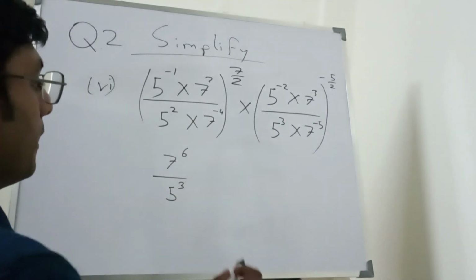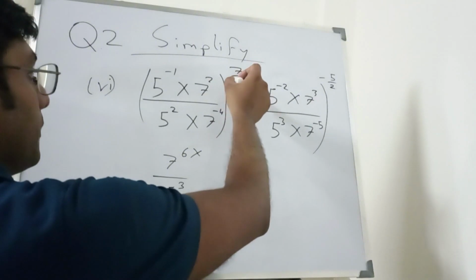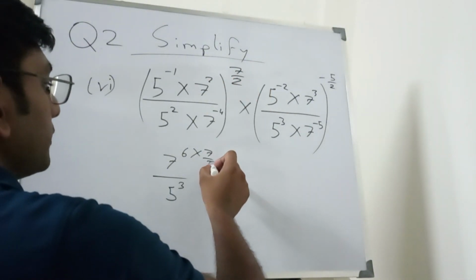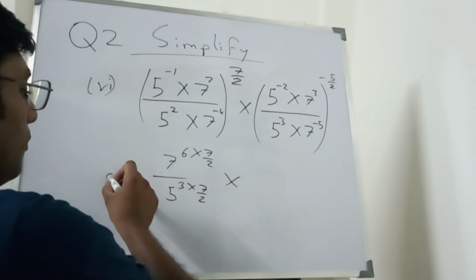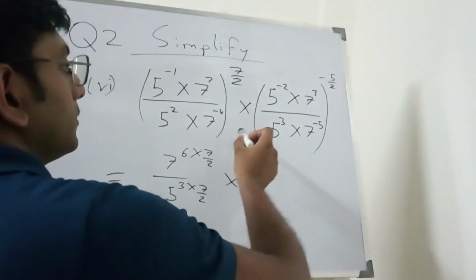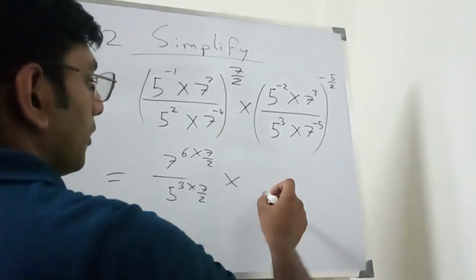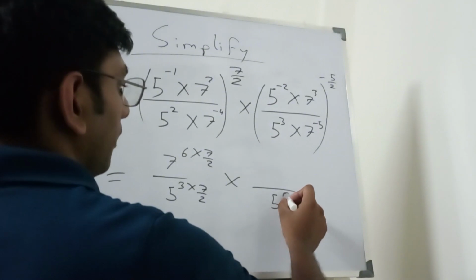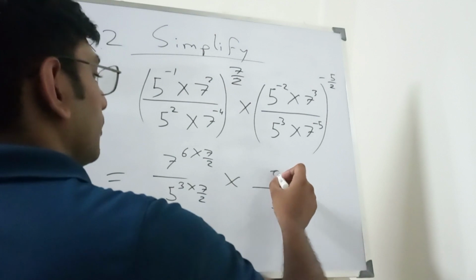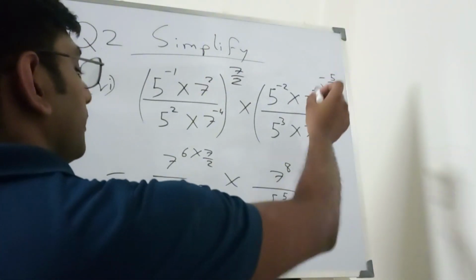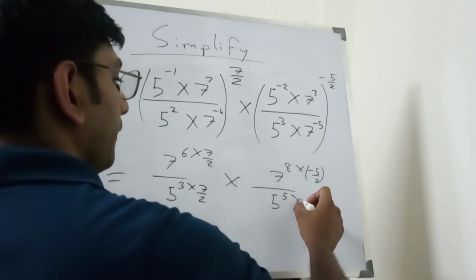5 cube. Then this entire thing, this power comes over here as multiplication is done on 7 by 2, and the same strategy will be applied over here also. So 5 raised to the minus 2 will be brought down, so that will be 5 to the power 5, and this 7 again goes up, so 7 raised to the power 8, and then the power as usual, minus 5 by 2, gets multiplied.